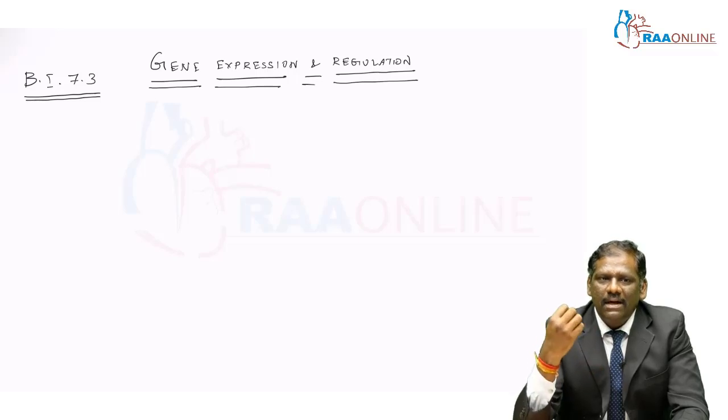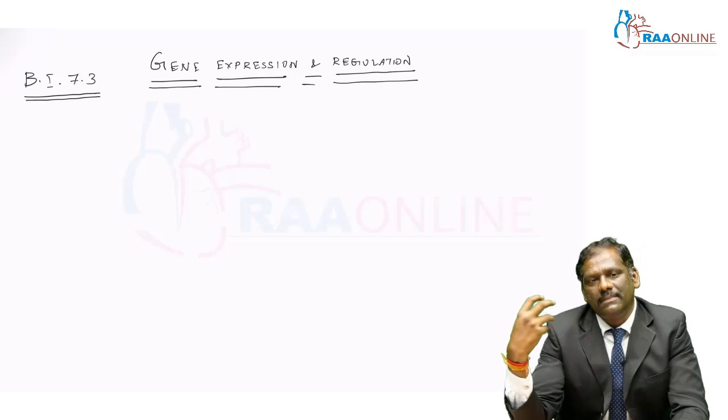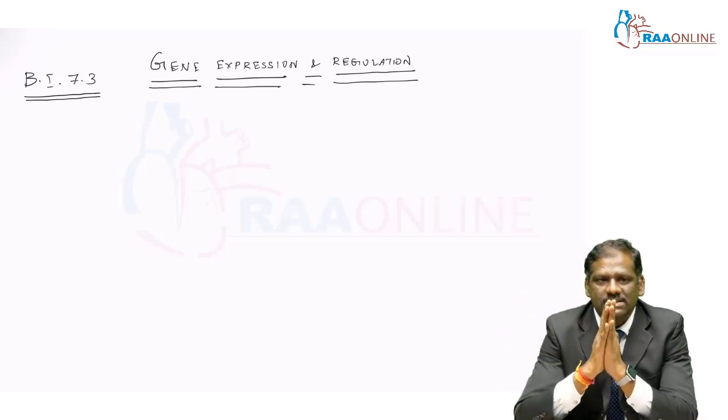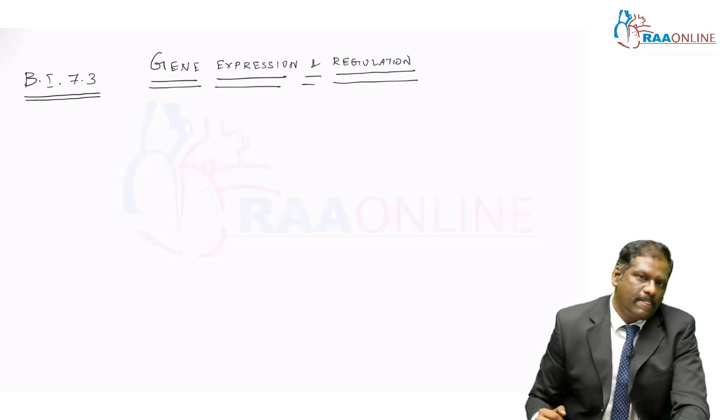How come the beta globulin chain is expressed only in the blood but not in the muscles? What could be the reason behind this? So this is what we are going to see in this topic.